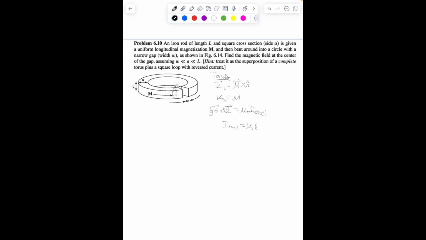This is assuming that our L is constant. So we can say that B L equals mu naught times K L. Our L's are going to cancel, and then B equals mu naught K, and then we said earlier that our K is our M, so then the magnetic field equals mu naught times M.